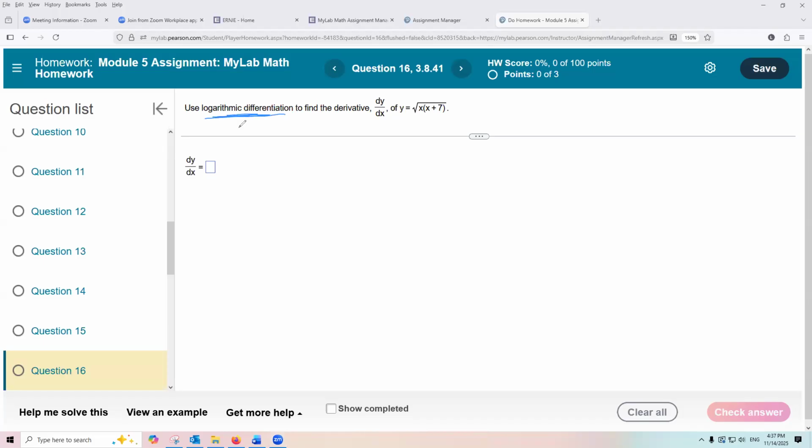This one says use logarithmic differentiation to find dy dx. So what is log differentiation asking you to do? Well, it's a little bit of a shortcut to find derivatives for messy functions. And the idea is going to be to take ln of both sides first before taking derivatives. Then take the derivative of both sides.